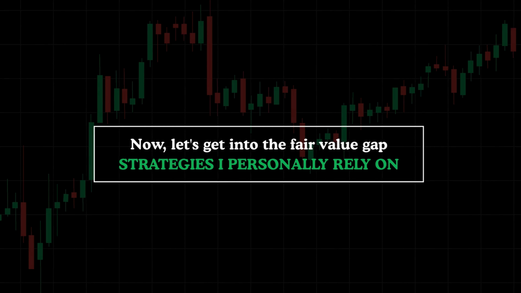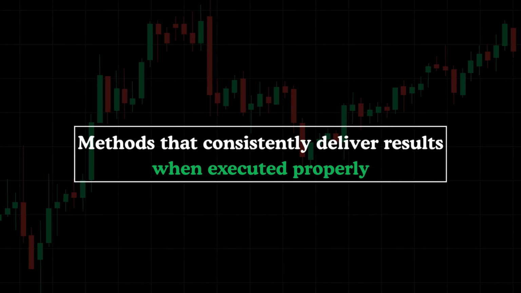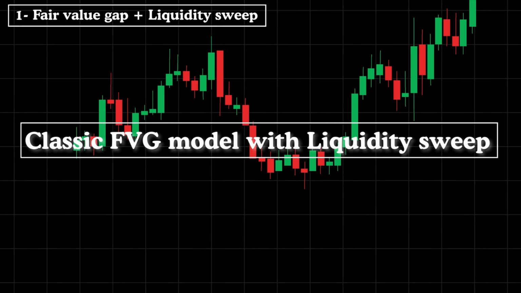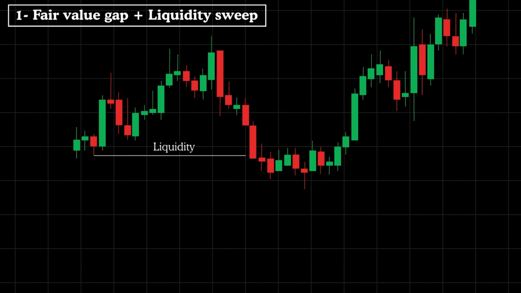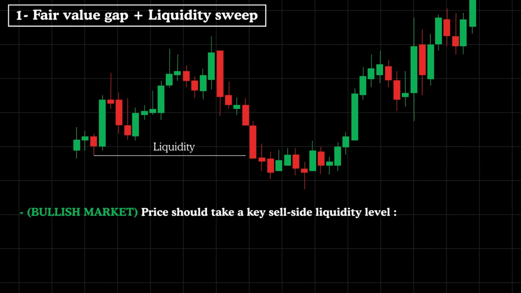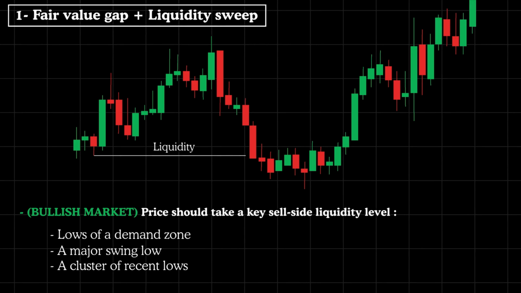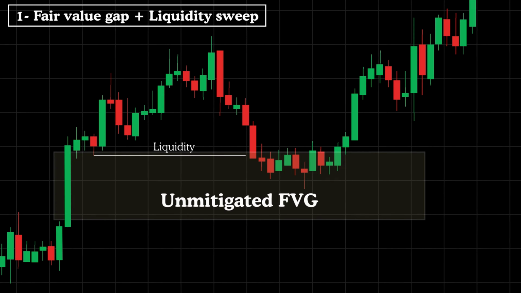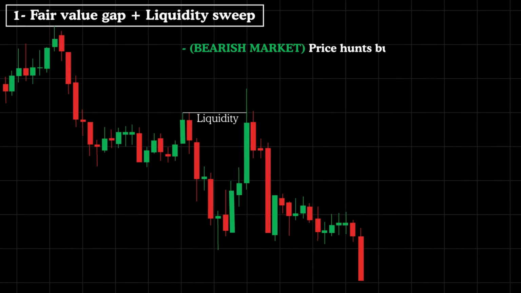Now, let's dive into the fair value gap strategies I personally trust, methods that deliver reliable results when applied correctly. We'll start with one of the most dependable FVG trading strategies that combines the classic fair value gap model with a liquidity sweep, a combo that works extremely well in both bullish and bearish scenarios. In a bullish market, this setup triggers when price sweeps a key sell-side liquidity level, like the lows of a demand zone, a major swing low, or a cluster of recent lows, and then immediately taps into a bullish untouched FVG. After filling the gap, price usually makes a sharp reversal and keeps pushing higher with the trend. In a bearish case, the idea is the same but flipped.